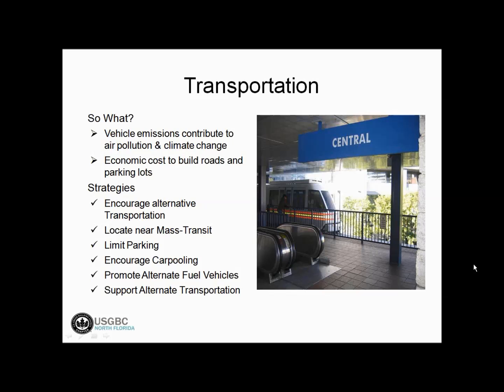We give points if your building's within a quarter mile of 2 bus stops and a half mile of a subway system or a light rail system. If we limit the amount of parking on the site, maybe that helps to encourage people to find other ways to get there. You give preferred parking spaces, the ones that are closest to the entrance, for people who carpool or who drive low-emitting or fuel-efficient vehicles. Again, all these are strategies that hopefully produce outcomes that we want.